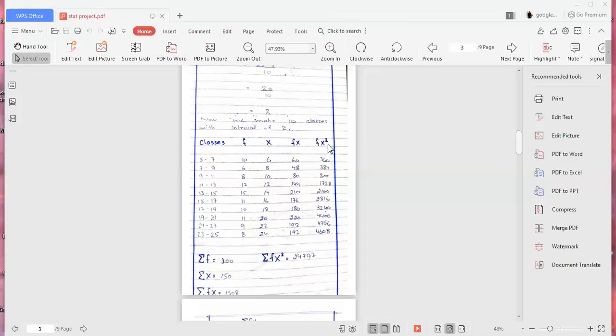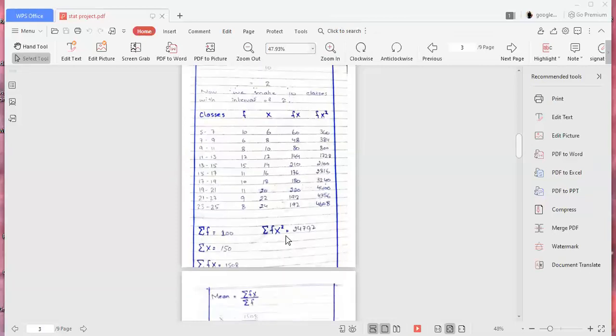Next is to find the product of f and the square of x. Here I simply take the square of x. 6 squared is 36, and then simply multiply by 10. 36 multiplied by 10 is 360. Now take the square of 8. 8 squared is equal to 64. 64 multiplied by 6 is 384. Similarly, solve all these values as it is.